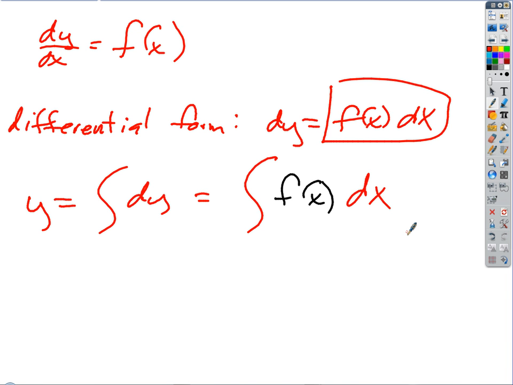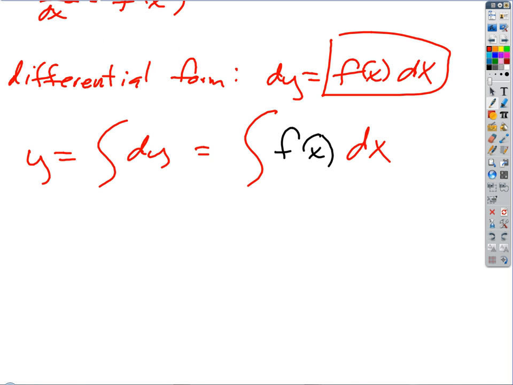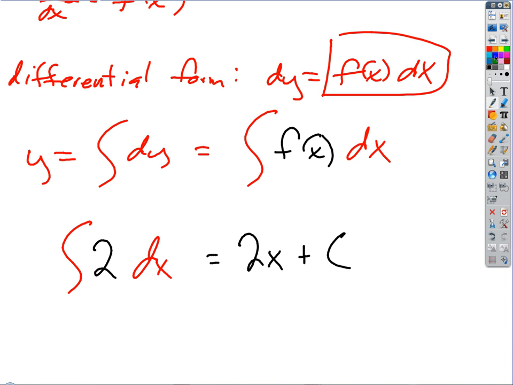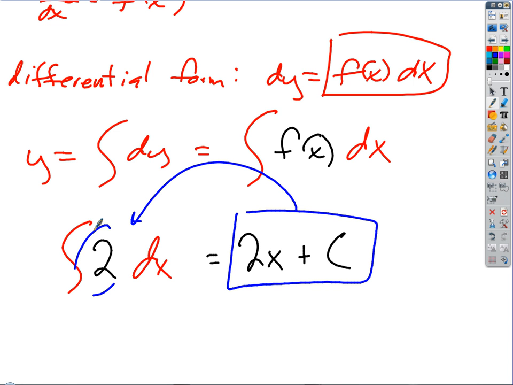That means antiderivative. And the result of this is going to be whatever Calculus Jeopardy tells us, right? So if we looked at that last example we did, it would have looked like this. We would have had the antiderivative of 2 dx equals, what'd you tell me for the answer? 2x plus c. Because the derivative of this is that. Okay, so that's how we write these things.